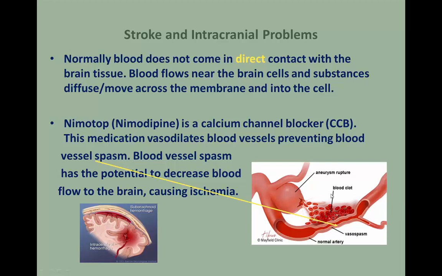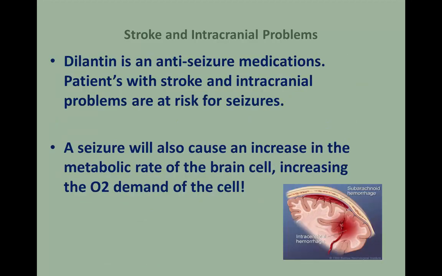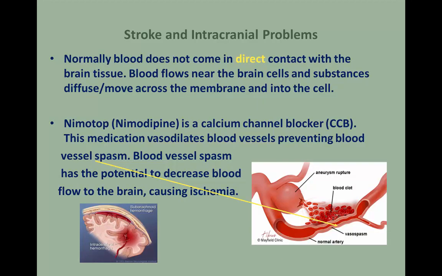Blood vessel spasm has the potential to decrease blood flow, causing ischemia. So the key thing with nimodipine, because any blood vessel vasodilator has the potential for lowering the blood pressure. And as we've already identified, the MAP minus the ICP is going to give us cerebral perfusion pressure.